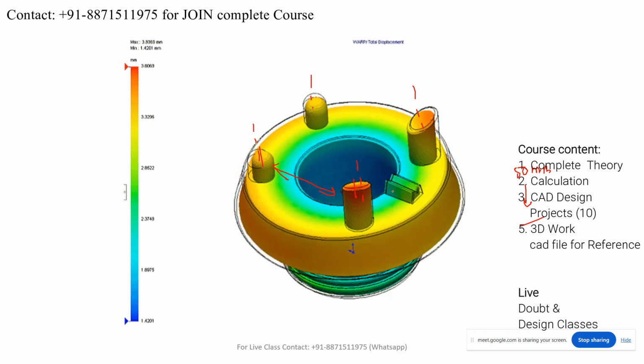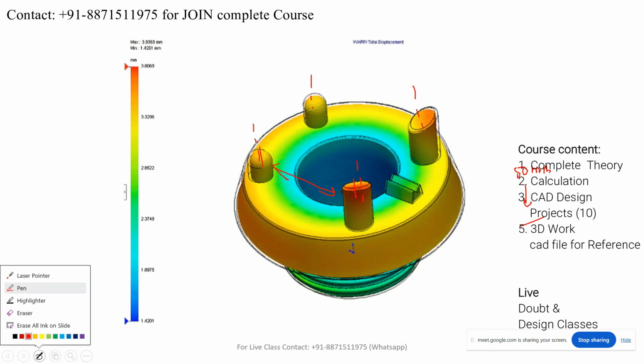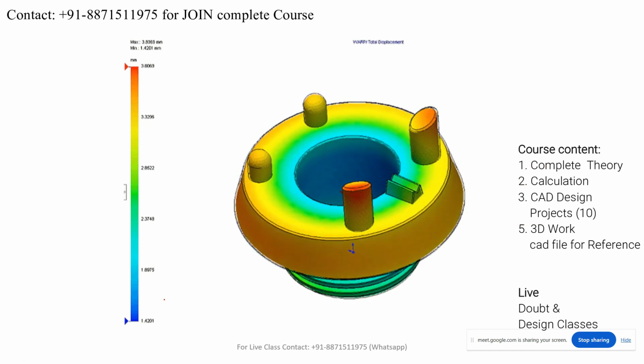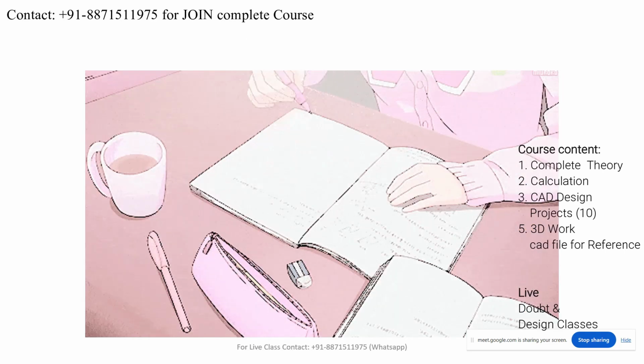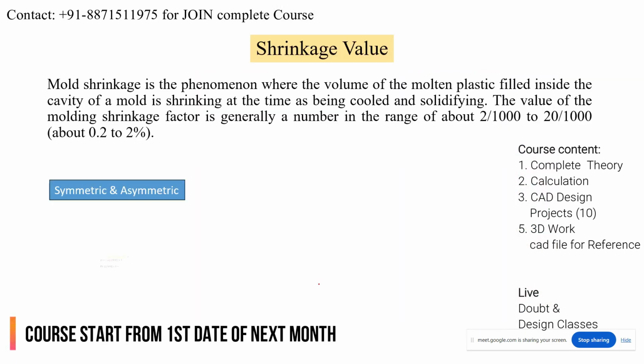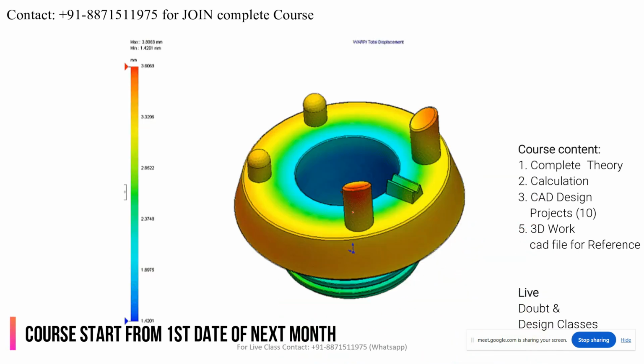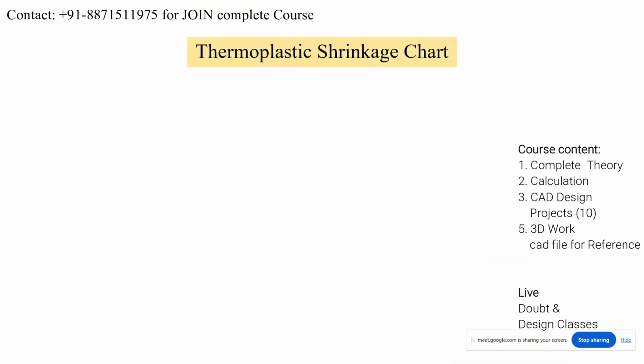I hope you understood about this, right? Yes. This is the basic thing. This is the basic about the shrinkage. So we have discussed about the plastic material as well as the shrinkage value of that. Understood? Now we have to discuss the thermoplastic shrinkage chart.